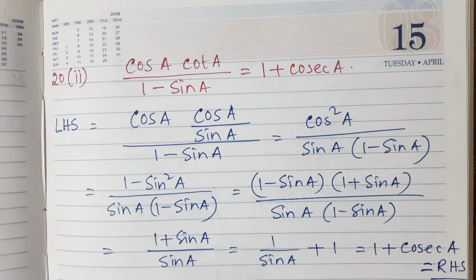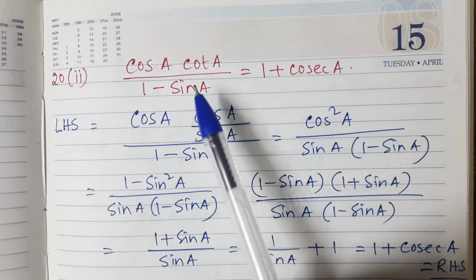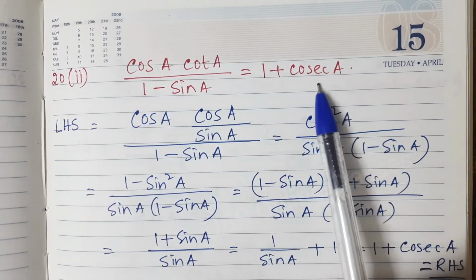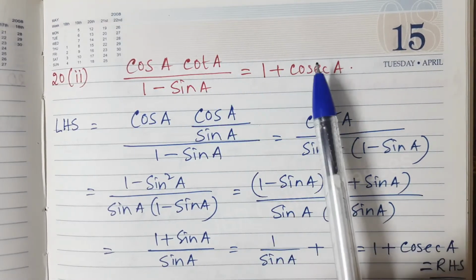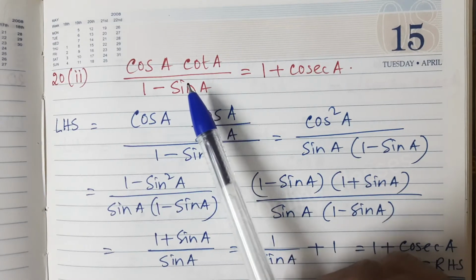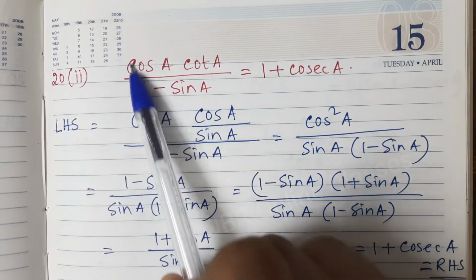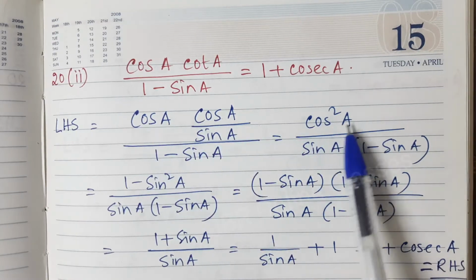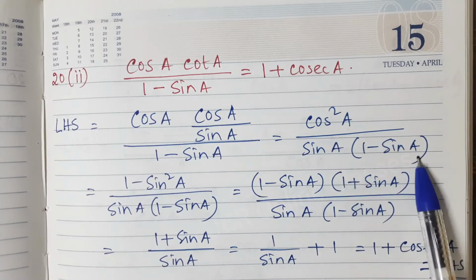So let's start. So this is problem number 20 part 2. Now here you notice that in the left hand side cot A is present but not in the right hand side. So whichever term is not present in the right hand side, we will write them in terms of cos and sine. So cot A is cos A by sine A. All other terms are same. Now this is cos square A and this sine A will go in the denominator. So sine A into 1 minus sine A.